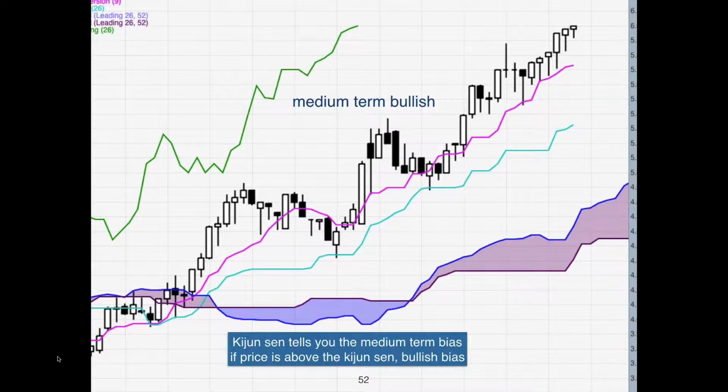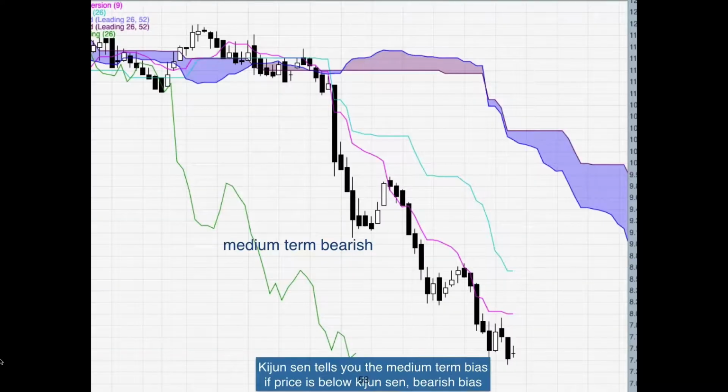If price is below the Kijun-sen line, then that means it is bearish because it is below the midline of prices for the past 26 days. In this chart, the price is below the Kijun-sen and is therefore medium-term bearish.